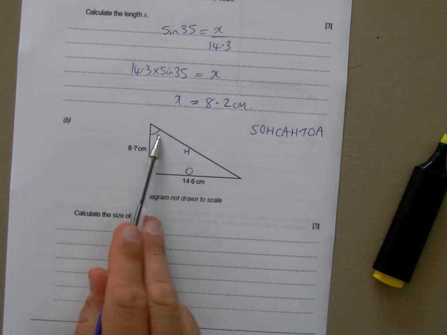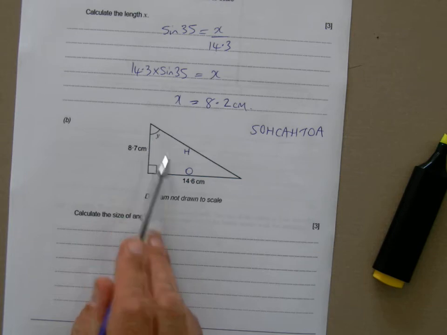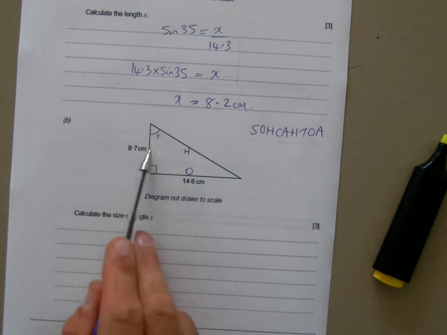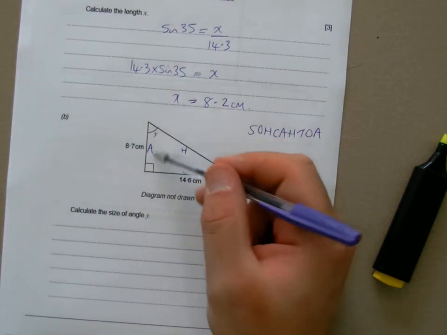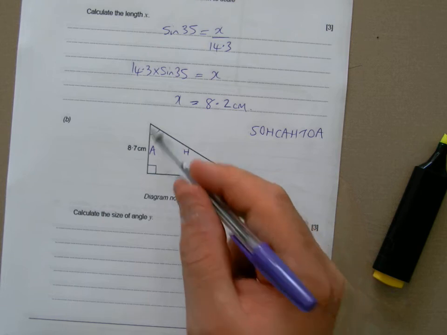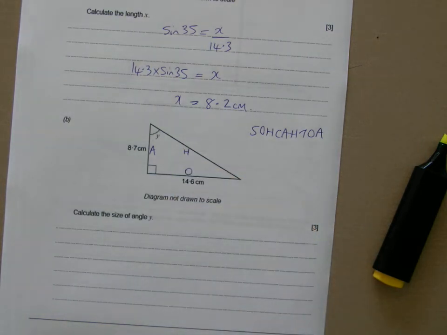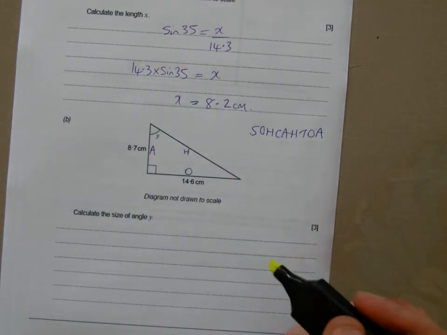They haven't told us what it is, they haven't said how many degrees it is, but they've called that angle Y, and that's the one we need to work out. It's opposite there. And then adjacent, to finish off, because remember adjacent is next to the angles, the right angle and the angle given.